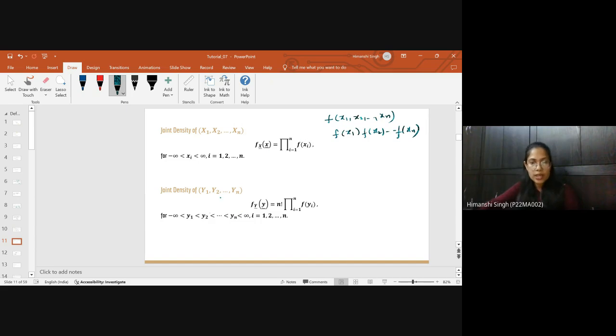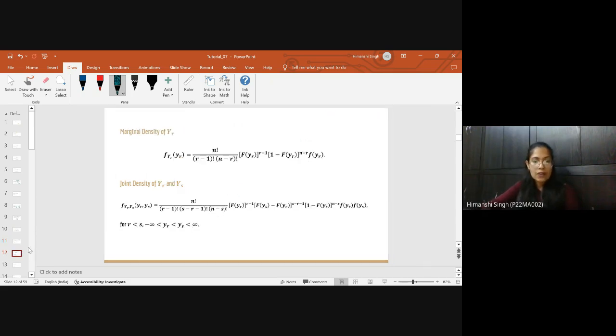So these were the joint densities for both of them. Apart from this, what will be the marginal of yr? If I consider the marginal density of yr, it will be n factorial, and this is basically the rth.